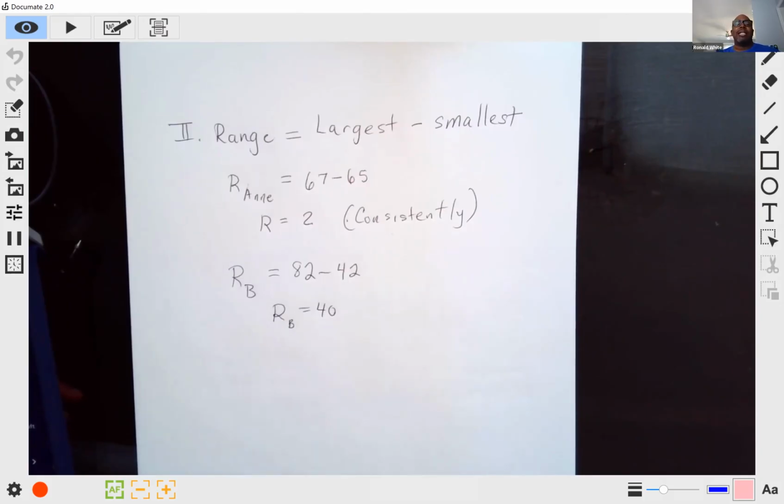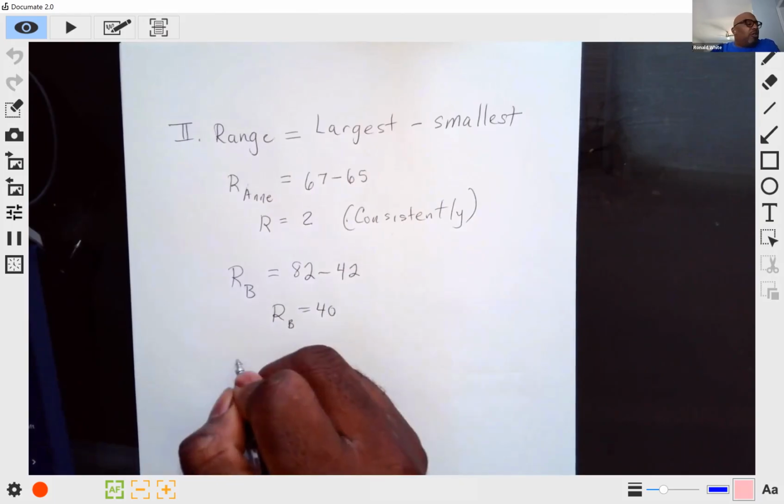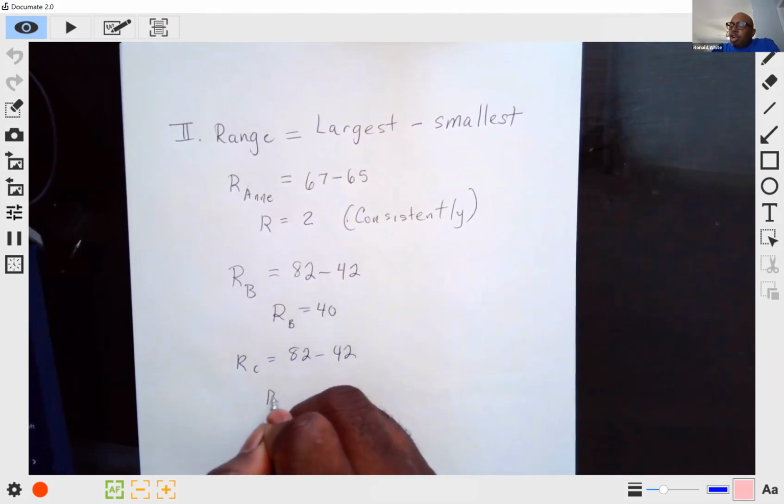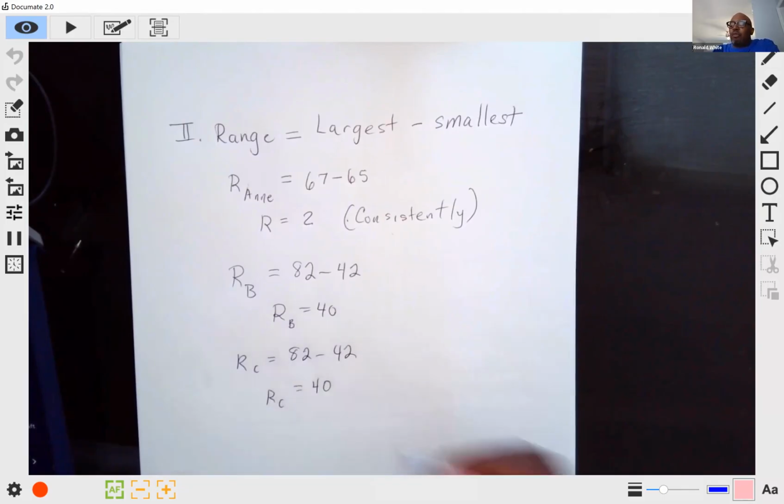Now, what are we learning about Bryce? Well, again, we subtract his lowest grade from his highest grade, the range is 40. So that tells me it's not consistent. That is, Bryce has some high grades, Bryce has some low grades, but they really do differ from this 66. The grades as a whole differ from the 66, which means he probably should not get a D. Also, if you look at Charles, 82 minus 42, Charles also has a range of 40, which means that Charles should not get a D.